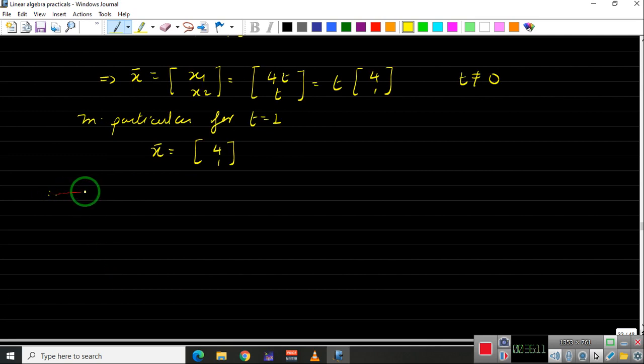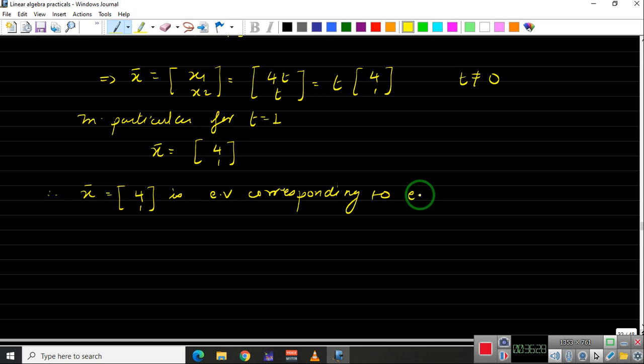In particular for t = 1 we have x bar = (4, 1), and therefore x bar = (4, 1) is the eigenvector corresponding to eigenvalue lambda 2 = -1.